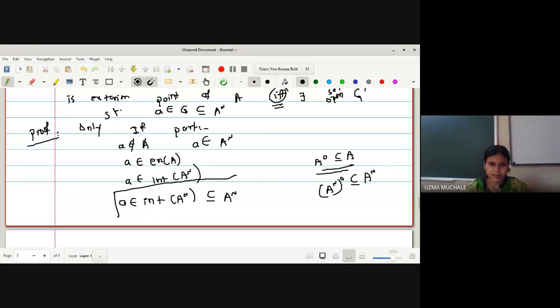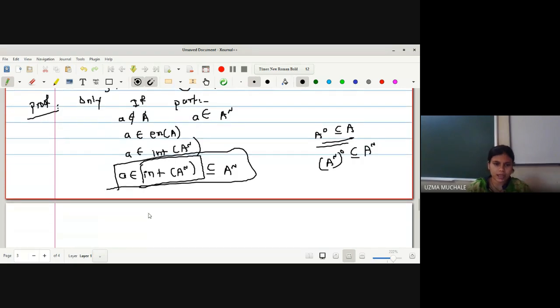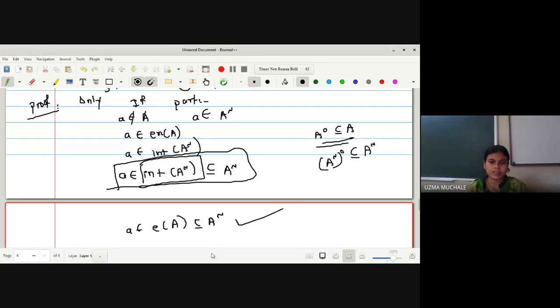Okay. So here, instead of considering any set G, it is a guaranteed open set which contains the point A, an exterior point of A. Or the same statement we can write as A belongs to exterior of A, which is contained in A complement, and hence the result. Okay.